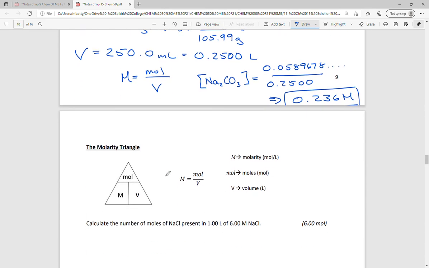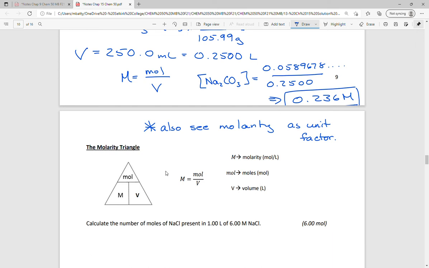So the molarity triangle, we've already talked about it. The molarity triangle is fantastic. It really is a versatile problem-solving tool. You could also see molarity as a unit factor. And so in the notes that are on Moodle, I do show both ways.